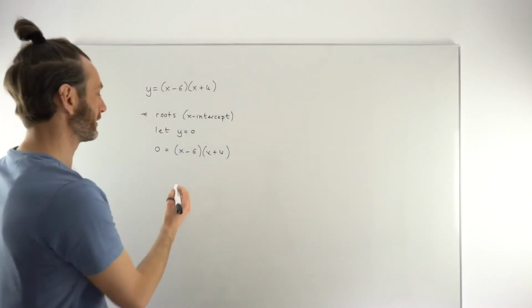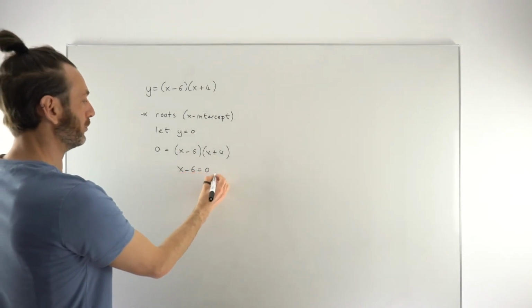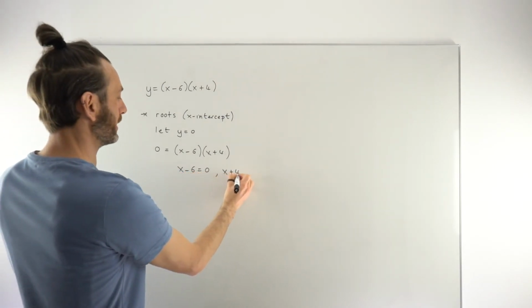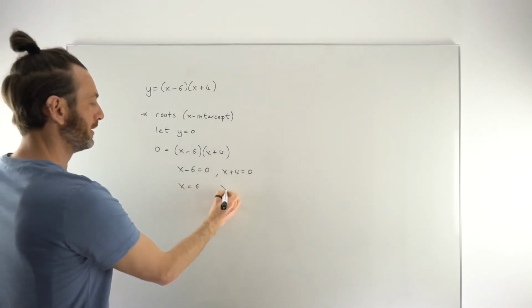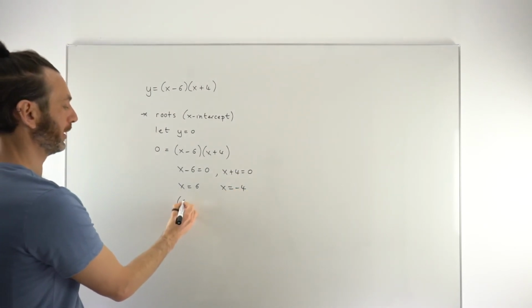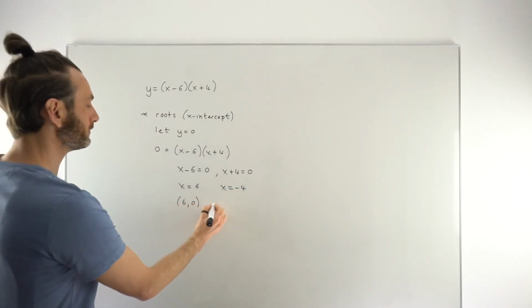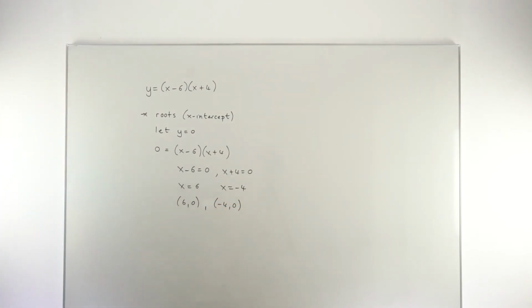So we can go straight basically to the solutions. So we're going to get x minus 6 equals 0, and we're going to get x plus 4 equals 0. And if we go ahead and solve those, we're going to get x equals 6, and we're going to get x equals negative 4. So that tells us our root points are at (6, 0) and at (negative 4, 0). So that's the first thing we're asked to find, is the roots.